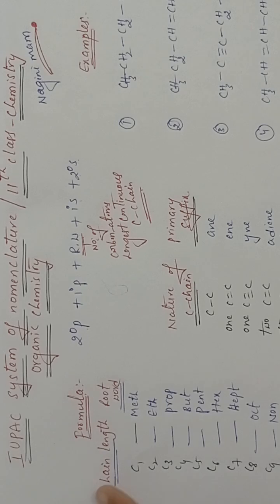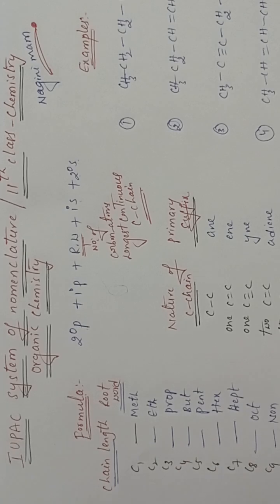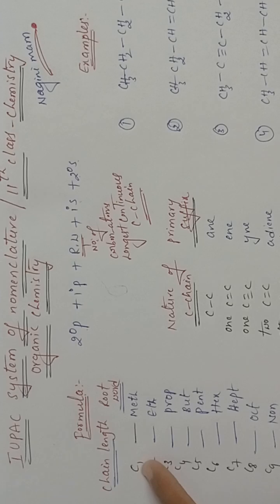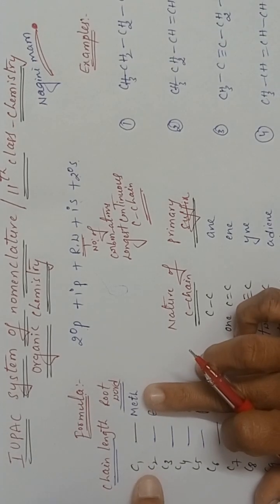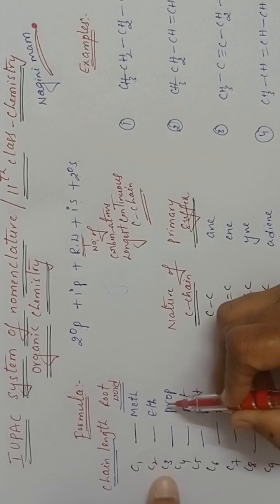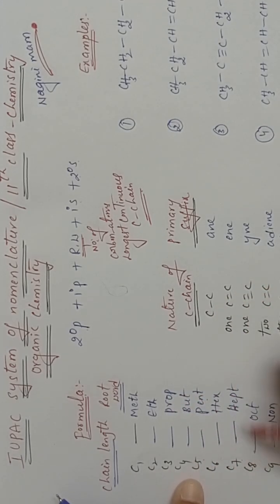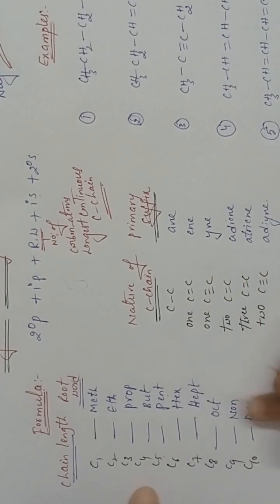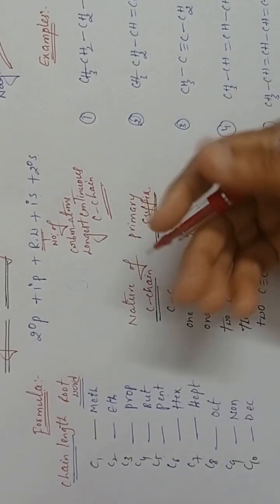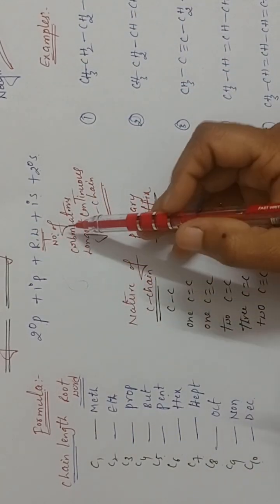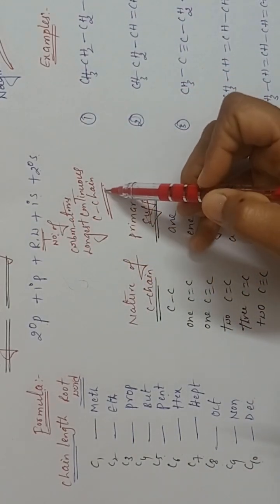Now see here, in the given compound, suppose one carbon is there, two carbons, 3, 4, 5, 6, 7, 8, 9, 10 carbons are there. Then what root words do we have to use? One carbon, meth. Two carbons, eth. 3 carbons, prop. 4 carbons, but. 5 carbons, pent. 6 carbons, hex. 7, hept. 8, oct. 9, non. 10, dec. Clear, students? So these root words we have to follow based on the number of carbon atoms present in the longest continuous carbon chain.